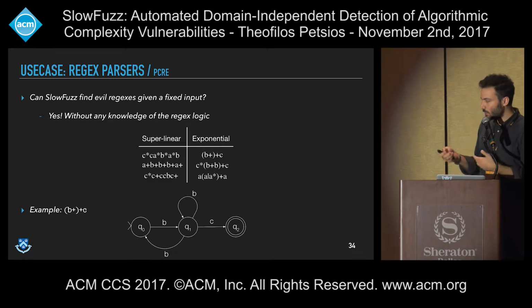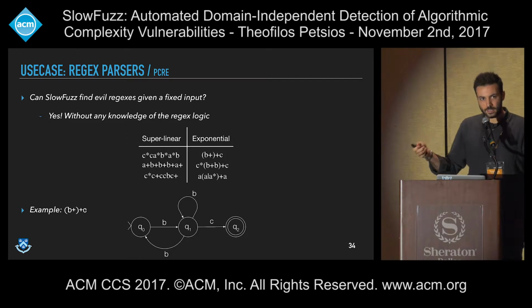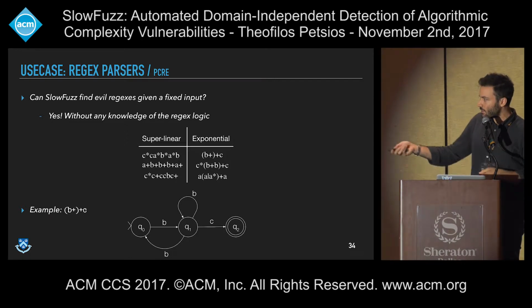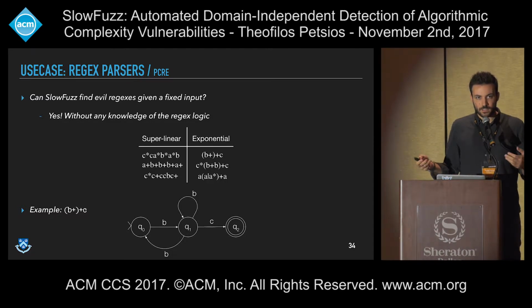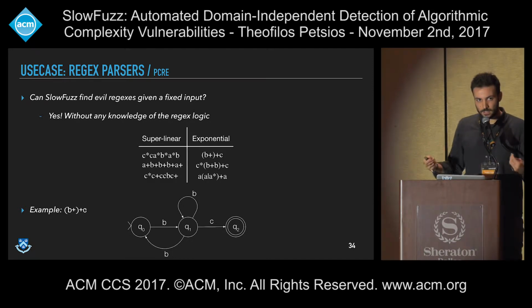And essentially what we have here is we could have exponential matching for a given regex. To give you an example, suppose we take this simple regular expression b+c. This is a regular expression that matches any string that starts with a b and is then followed by any number of b's, ending with a c. So here, if you have this as a backtracking problem, then you have exponential matching.